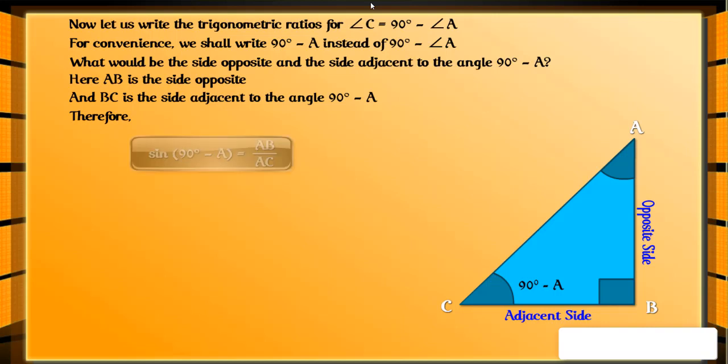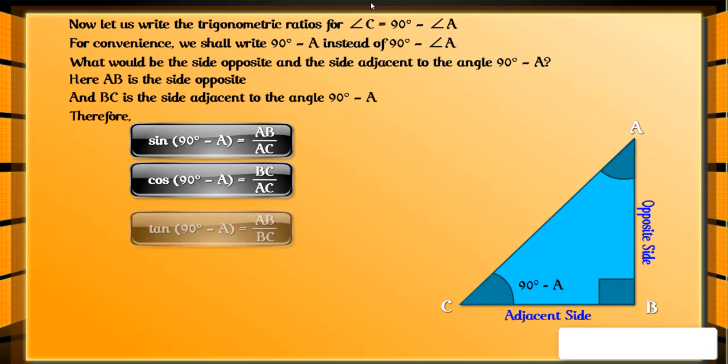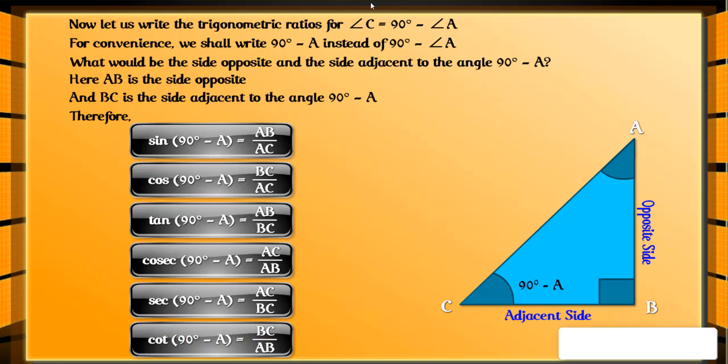Therefore, sine 90 degrees minus A is equal to AB upon AC, cos 90 degrees minus A is equal to BC upon AC, tan 90 degrees minus A is equal to AB upon BC, cosec 90 degrees minus A is equal to AC upon AB, sec 90 degrees minus A is equal to AC upon BC, and cot 90 degrees minus A is equal to BC upon AB.